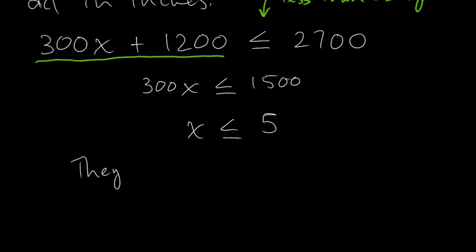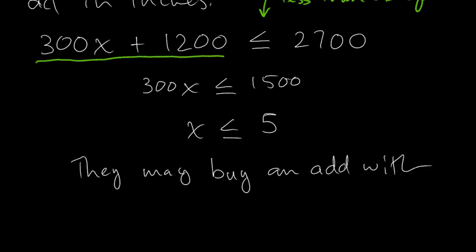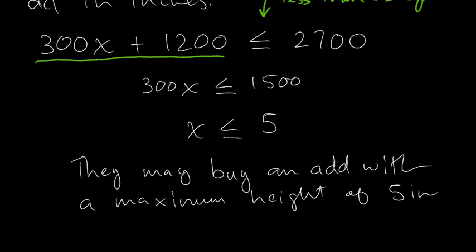So here's our thing. They may buy, not B-Y, B-U-Y as in purchase, an ad with a maximum height of 5 inches, right? So they could get 1 inch, 2 inches, 3 inches, 4.5 inches, anything as long as it's no more than 5 inches. So x is less than or equal to 5 inches.